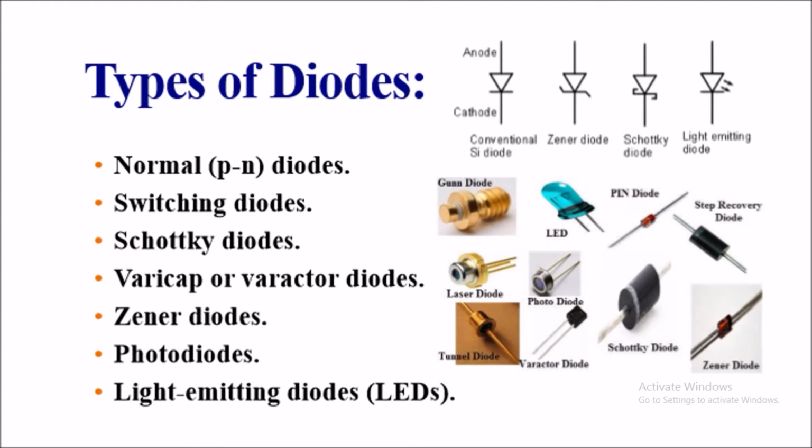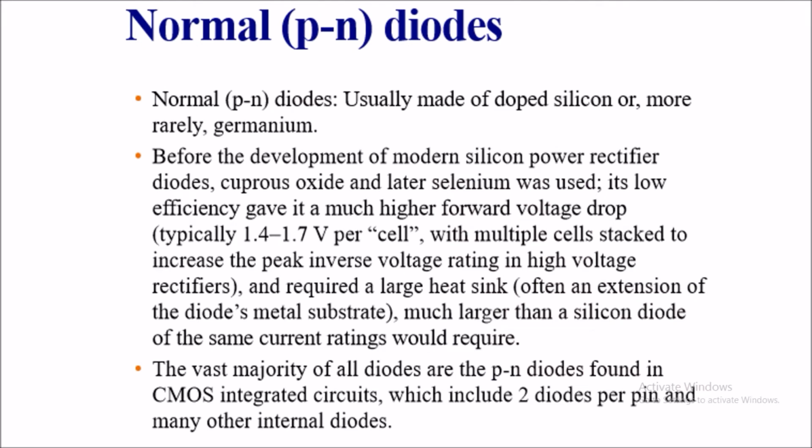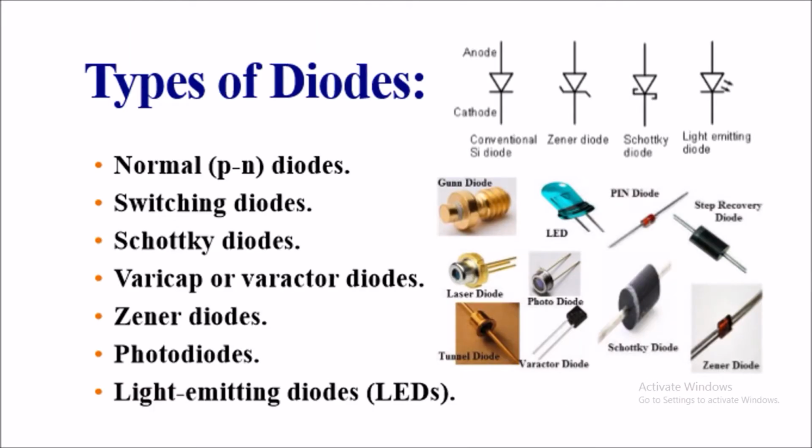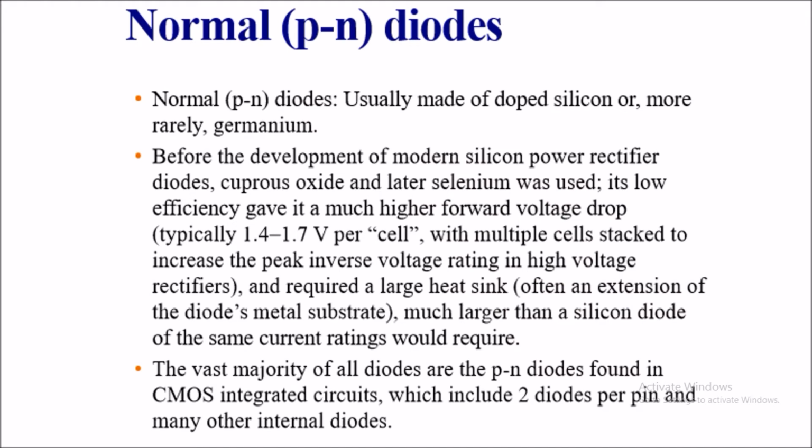Electronic course. Speaking now about the types of diodes. We have normal PN diodes, switching diodes, Schottky diodes, varicap or varactor diodes, Zener diodes, photodiodes, light emitting diodes or LEDs. And the picture here showing the symbols of different types of diodes: LED, photodiode, varactor, Schottky diode, Zener diode, tunnel diode, laser diode, light emitting diode, LED.